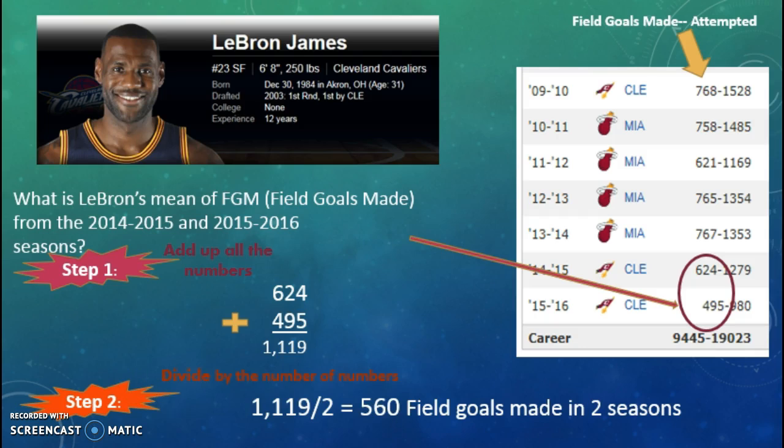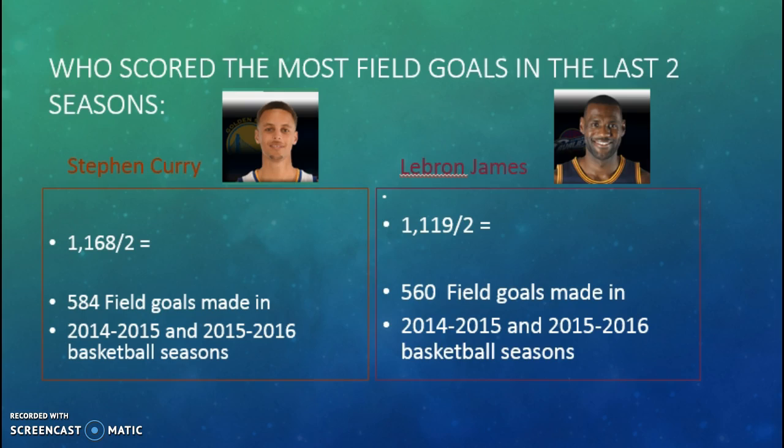Let's put the two men together and see who has the best average. Stephen Curry, his average was 584 field goals made in these last 2 seasons, while LeBron James, his average was 560. So Stephen Curry has the better average within these last 2 seasons.